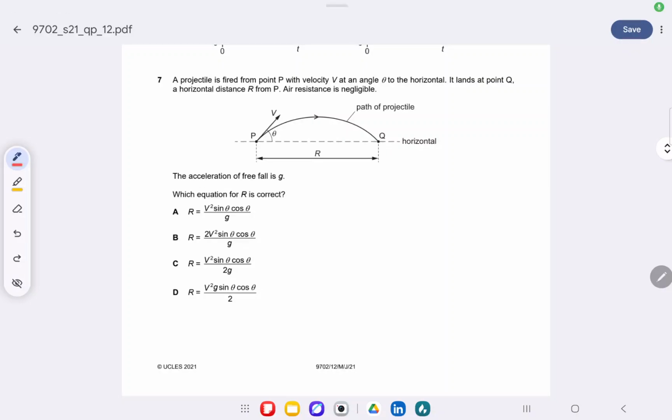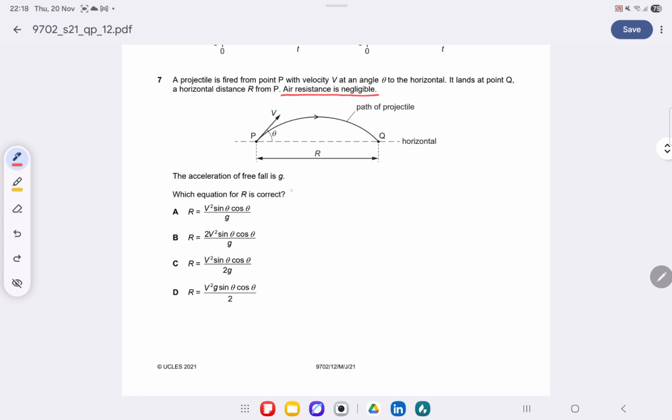In this question, we have a projectile that was shot from P and it arrived at Q. So the acceleration of free fall is g. Remember, the air resistance is negligible. So let's note that. Which equation for R is correct?